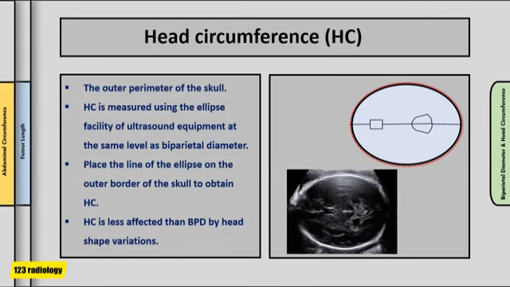Head circumference is the outer perimeter of the skull. It is measured using the ellipse facility of the ultrasound equipment at the same level as biparietal diameter. Using the ellipse facility, place the line of the ellipse on the outer border of the skull to obtain head circumference. Head circumference is less affected than biparietal diameter by head shape variations and the presentation of the fetus. So head circumference is preferred as a more valuable measurement in assessing gestational age.